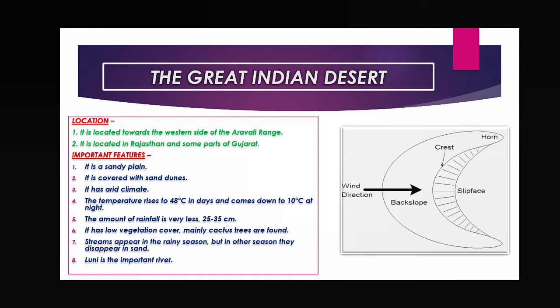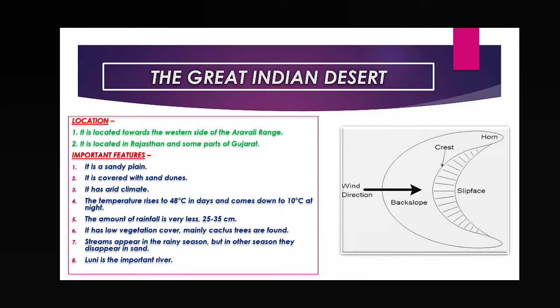The amount of rainfall is very less, 25 to 35 centimeters. It is a dry region. It has low vegetation cover due to the lack of rainfall and the high temperature. And mainly which type of trees are found? Cactus trees, that means the trees which have already converted their leaves into thorns.